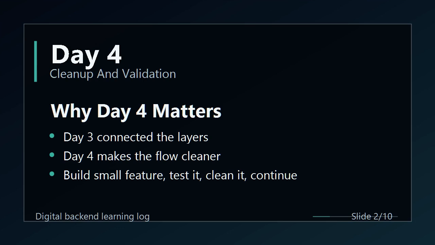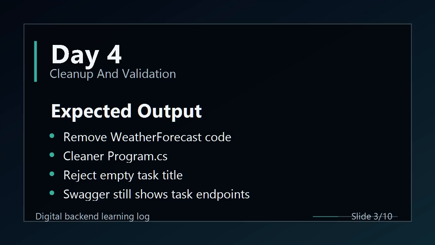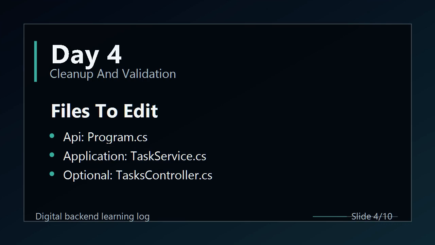This is normal backend workflow: build small, test it, clean it, and continue. By the end of the day, the default weather forecast code should be removed, Program.cs should be cleaner, empty task titles should be rejected, and Swagger should still show the task endpoints. The main files to edit are Program.cs in the API project and TaskService.cs in the Application project. The tasks controller may also need a small change to return a proper bad request response.